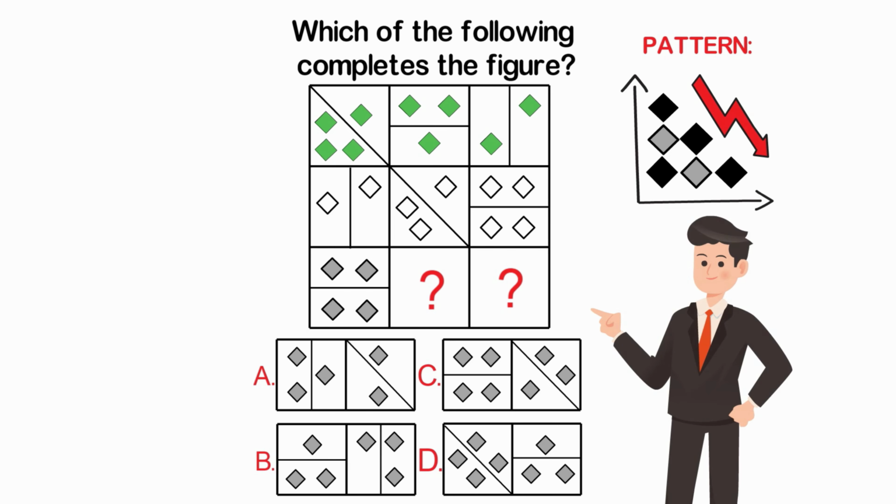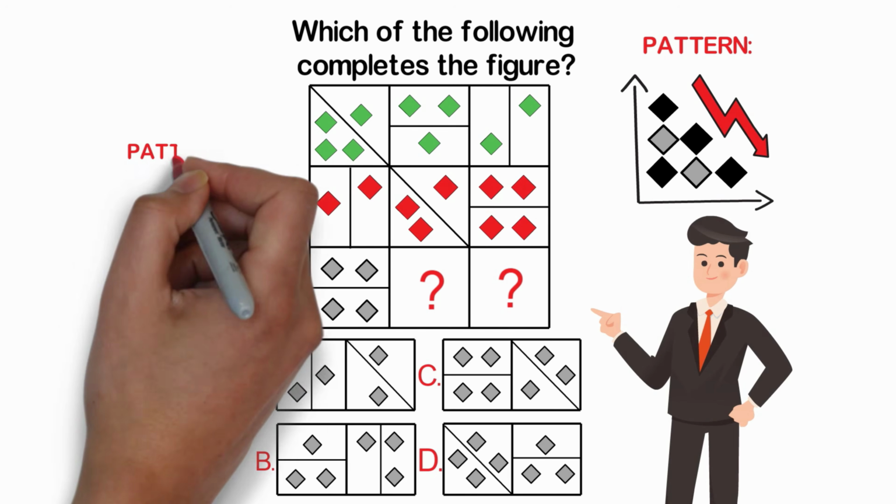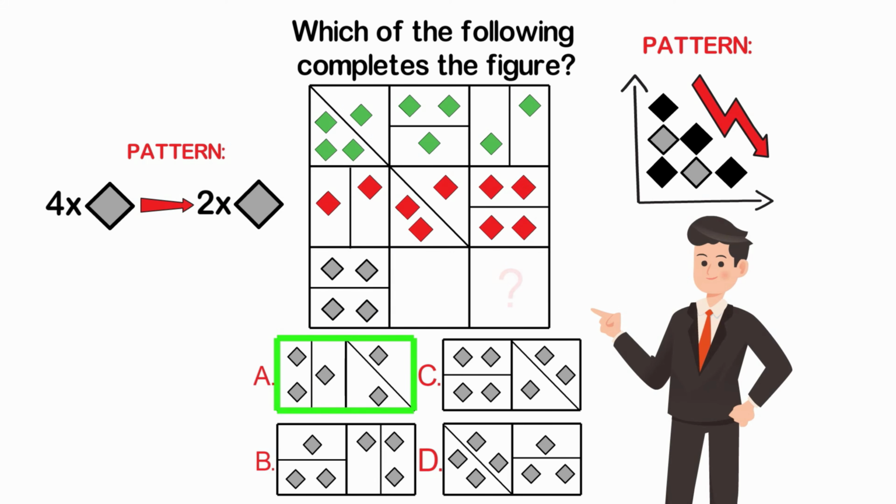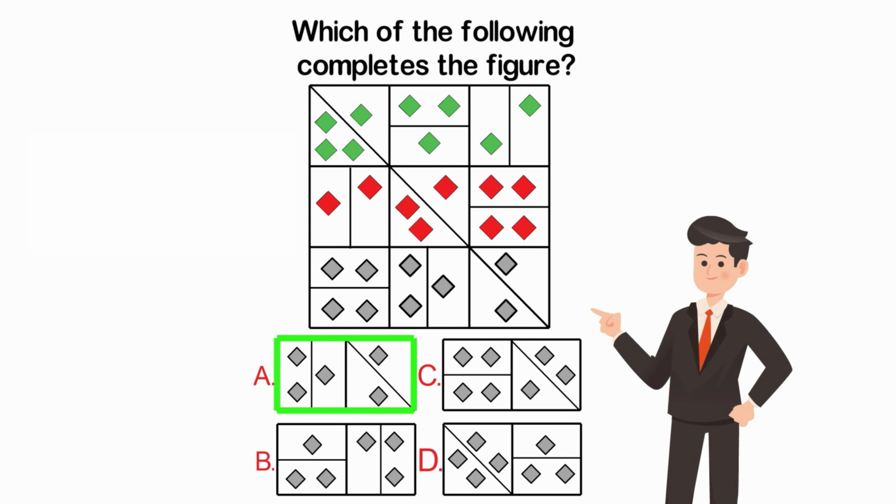In the second row, the pattern reverses, and it goes from right to left. And you see the same pattern of the white diamonds. 4 goes down to 3 and then goes down to 2. So in the bottom row, we need to follow the same pattern. The number of diamonds will decrease from 4 to 2 among the gray diamonds. So the correct answer here is choice A. Hopefully you've nailed this question and now know how to answer similar problems on the test.